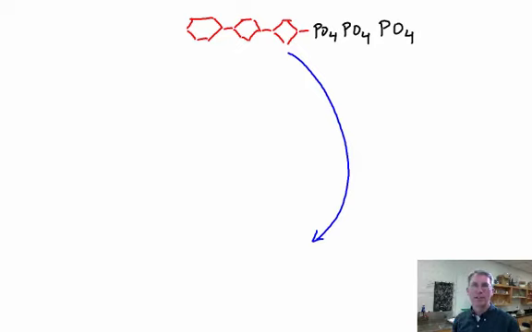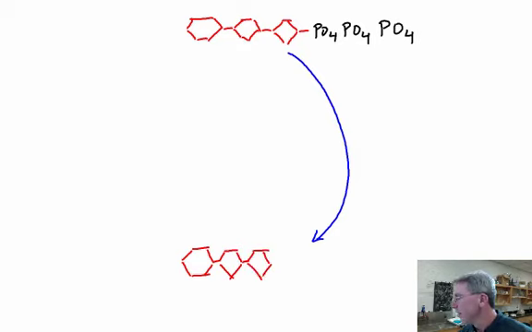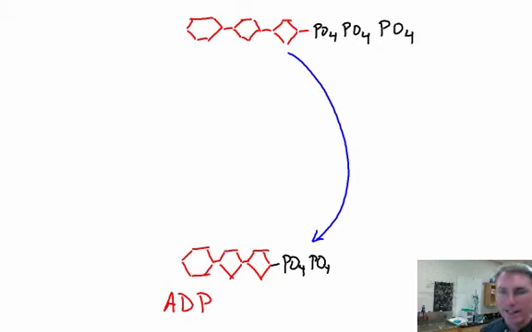Now, di is a prefix that means 2. So we're going to go from 3 phosphates at the top to only 2 phosphates at the bottom. So we'll still have our adenosine, which is our hexagon, connected to a pentagon, connected to another pentagon of carbons, hydrogens, and nitrogens. But this time we're only going to have 2 phosphates. And we're going to call that ADP, or adenosine diphosphate, 2 phosphates.